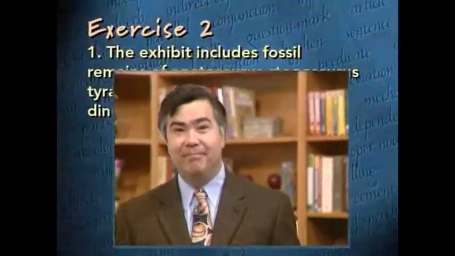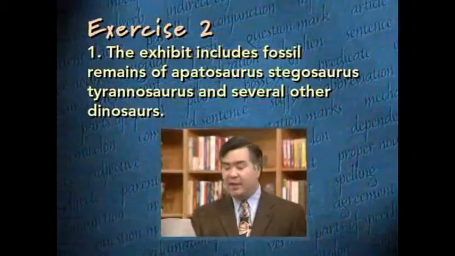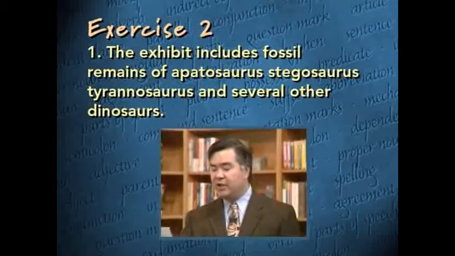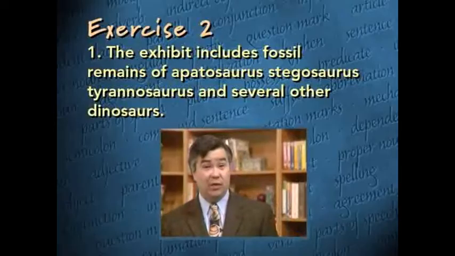In this exercise, you were given several sentences, some of which contain commas and some of which do not. Some of the commas are correct, some aren't, and in some cases, commas need to be inserted. Let's look at each sentence and figure out the right way to use commas in each one. First, the exhibit includes fossil remains of Apatosaurus, Stegosaurus, Tyrannosaurus, and several other dinosaurs.